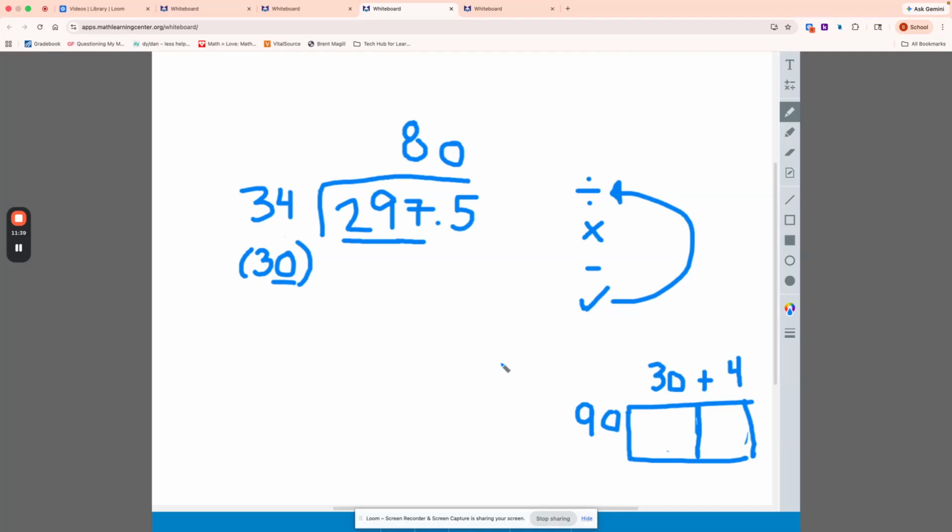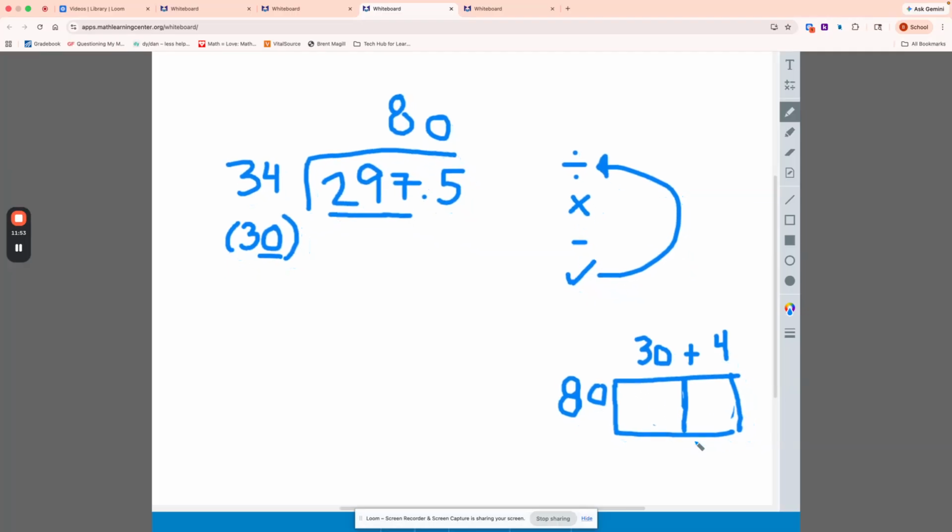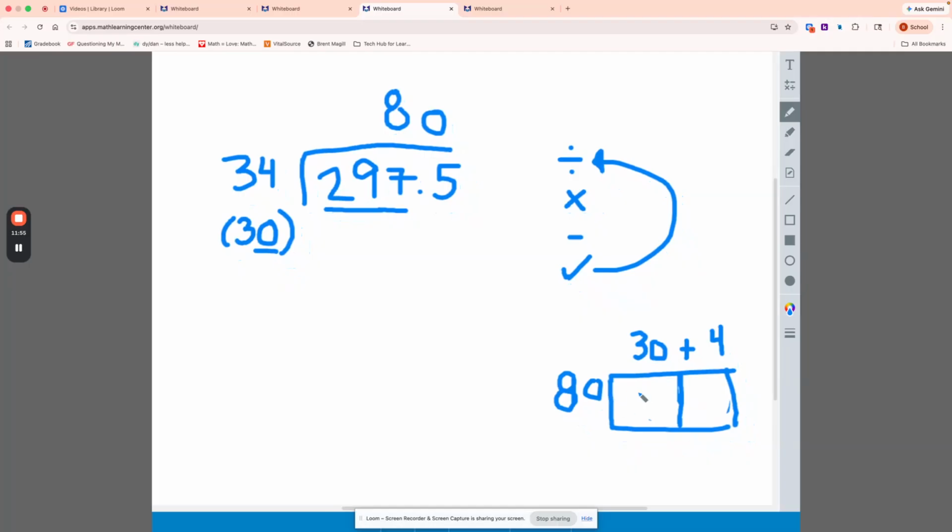So 80 now times 34. So I'm going to change this to an 80. All right, so 80 times 30, and you can set up another box for your multiplication and leave the other one because you probably have more room than I do. And now 80 times 30 is what I'm multiplying, and you get 2,400, okay?